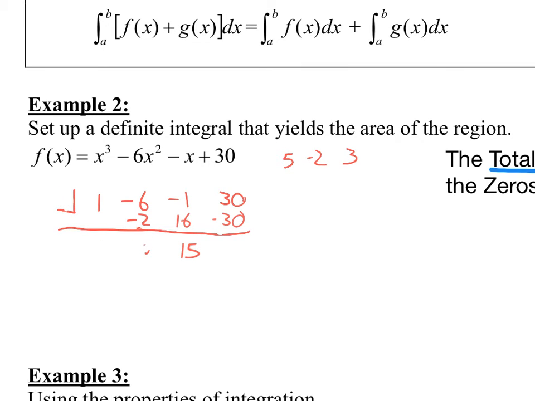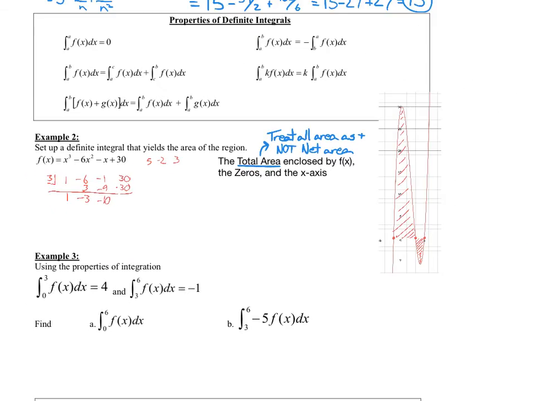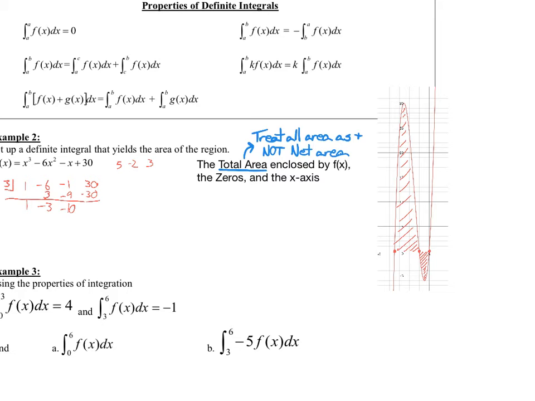And then if I do 3 as well, hopefully I'll be getting 0 at the end. So 3, that's 1, 3, -3, -9, -10 times 3 is -30, so that works out as well. Okay? So, those are the 3 values. So the integrals I'm going to be doing, I'm going to be taking the integral from -2 to 3 of f of x dx, plus the integral from 3 to 5 of f of x dx.